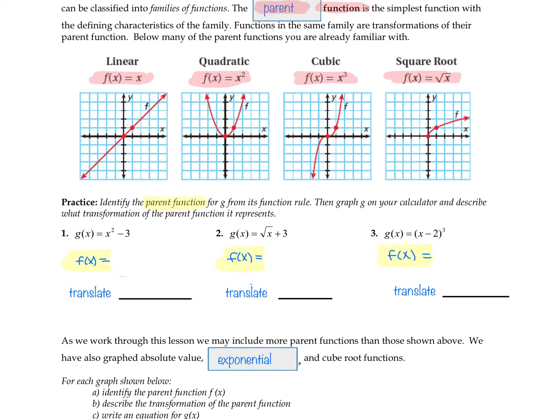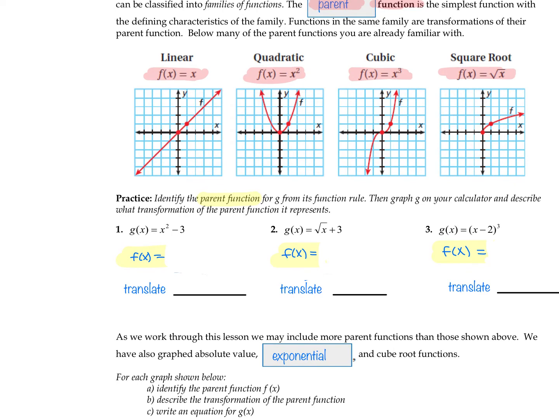So it says identify the parent function from its function rule, then graph it on your calculator and describe the transformation. However, we have already talked about these transformations before. So our parent function is going to go in this row. Here I see I have a quadratic, so it's going to be f of x equals x squared. And we have a minus 3 on the outside, so this was a translate down 3 units.